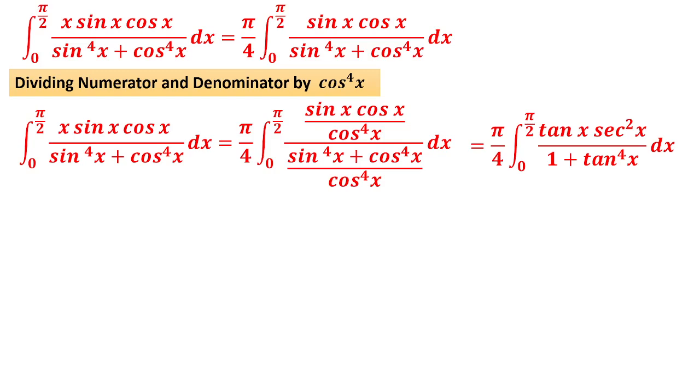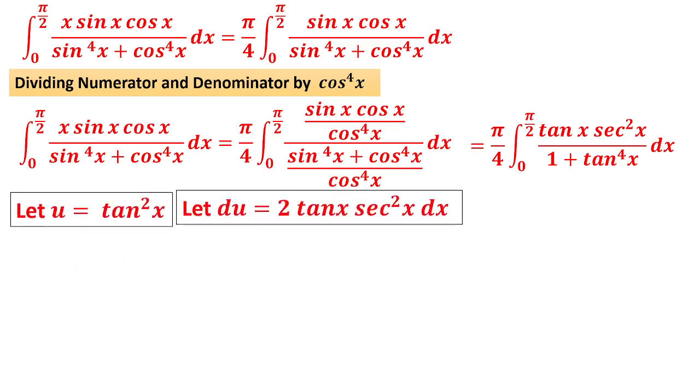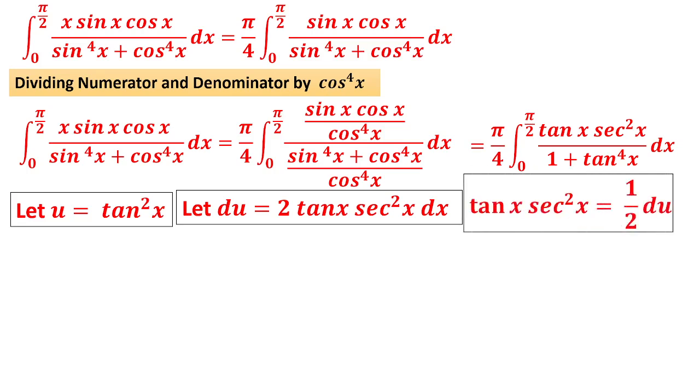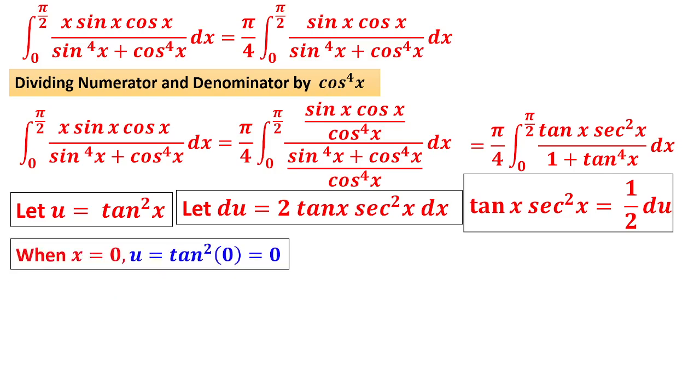Now can you visualize it? Derivative of tan x is in the integral. Therefore, we are going for substitution. Let u be tan square x. Its derivative is inside. It is nothing but 2 tan x into secant square x. Therefore, tan x secant square x is there in the numerator. Therefore, that is half into du. Therefore, we are doing a problem of definite integral substitution.